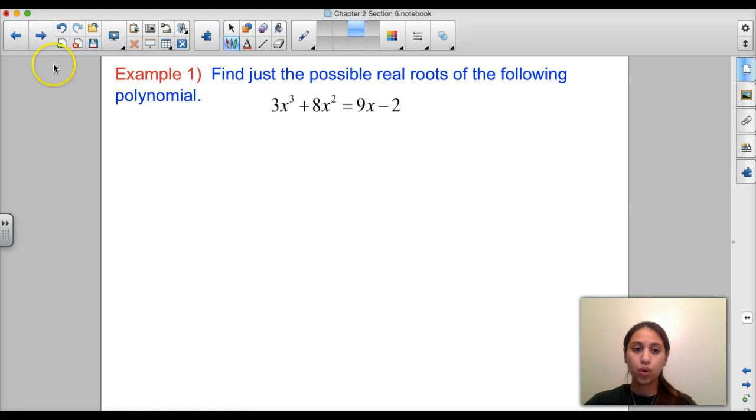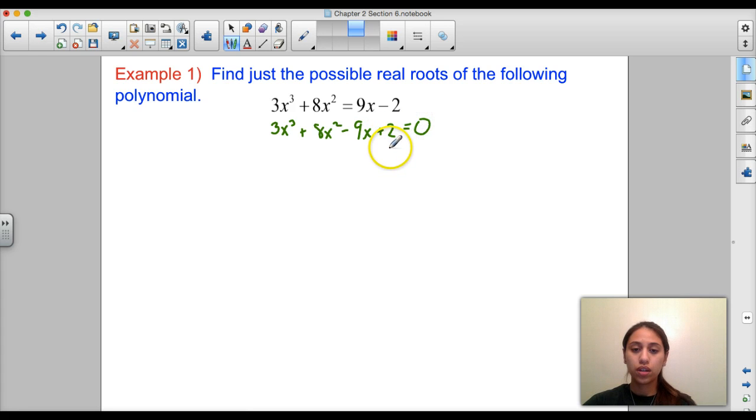Okay, so example 1. Find just the possible real roots of the following polynomial. We're going to do the same thing, but like I said, it needs to be in the standard form, from the highest exponent to the lowest, so we need to rewrite this one. We'll have to minus the 9x and add this 2, so that it'll be equal to 0. And then we'll continue the same way.